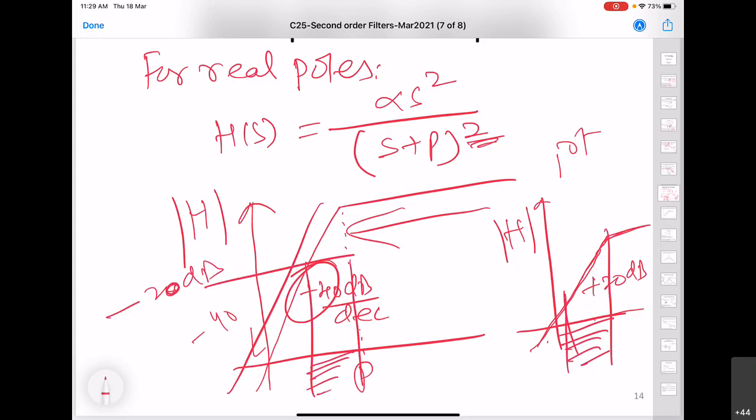So this is the advantage, but we will see that the circuit complexity increases when you increase the order, and typically size also increases. So we will be trading, we will be getting advantage in terms of transition band at the cost of circuit complexity and size. So when the circuit complexity increases, designing also becomes complicated.